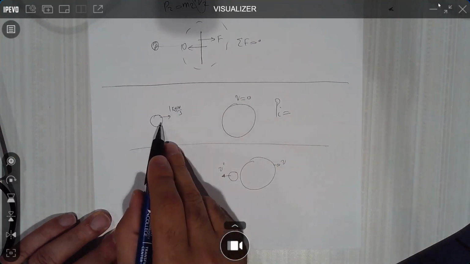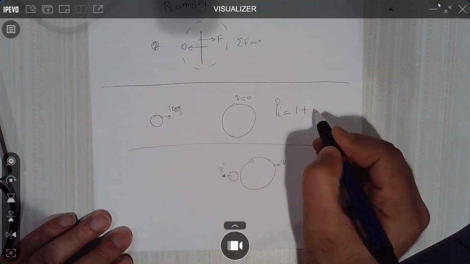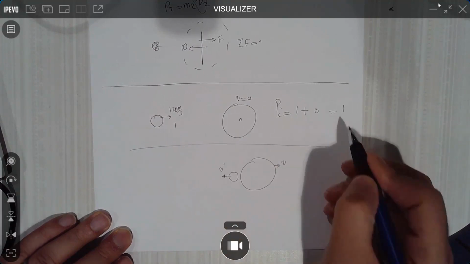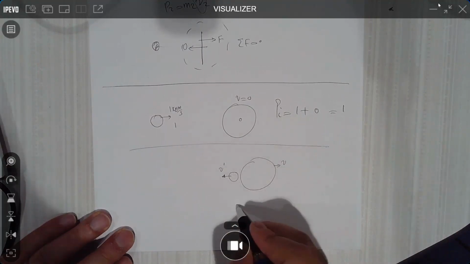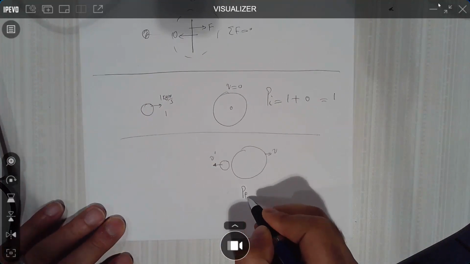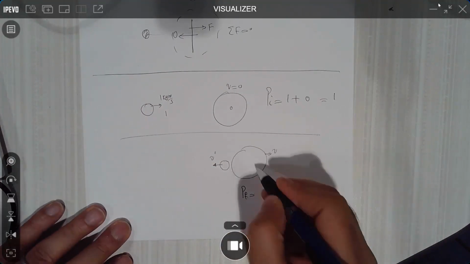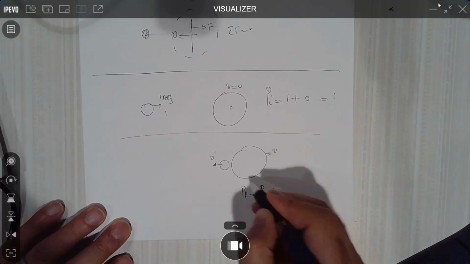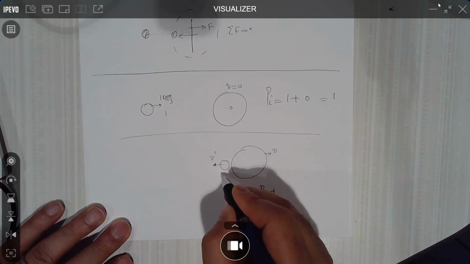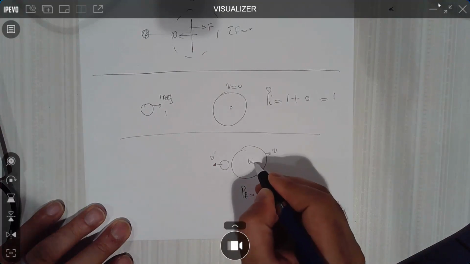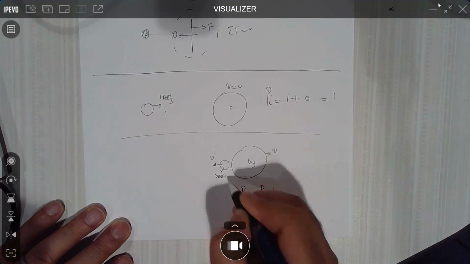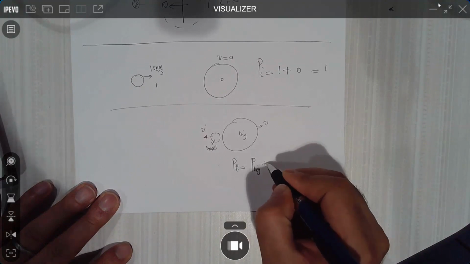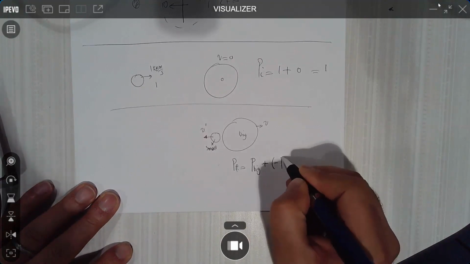No, 1 kilogram. Okay, 1 kilogram plus the momentum of this one. This one is a 1, this one is 0. 1 plus 0 is 1. But what is the momentum after the collision? P after is going to be the momentum of the big one plus the momentum of the small one. Let's call this big and this a small object. So it's going to be P big plus minus P small.